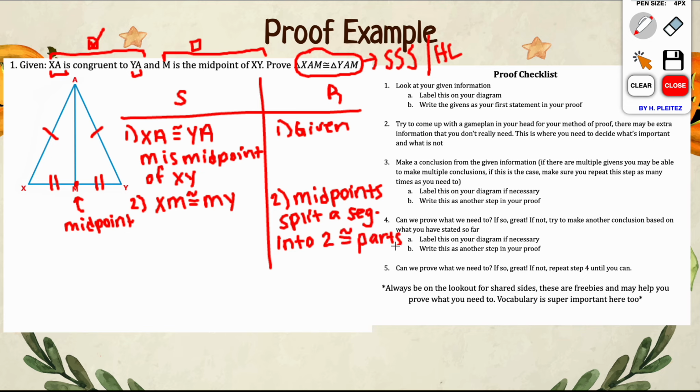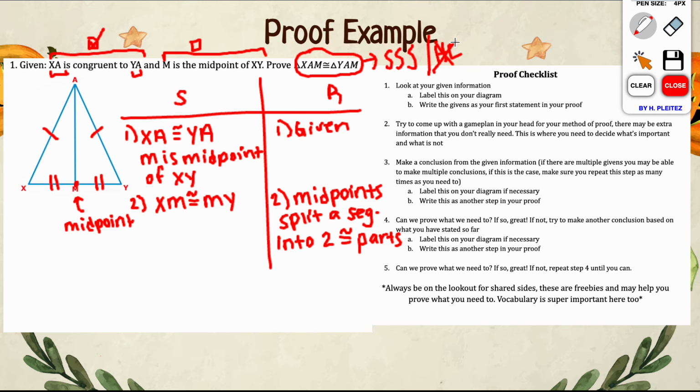Perfect. All right. Number four, can we prove what we need to? If so, great. If not, try to make another conclusion based on what we've stated so far. So right now, based on my given information, I can't use side, and I can't use HL yet. But from the looks of it, I know I don't have a right triangle, and I have nothing about perpendicular lines, so I'm taking HL off the table. I'm going to attack for side. So I already have two out of my three sides.